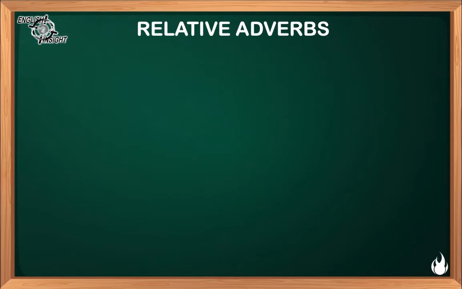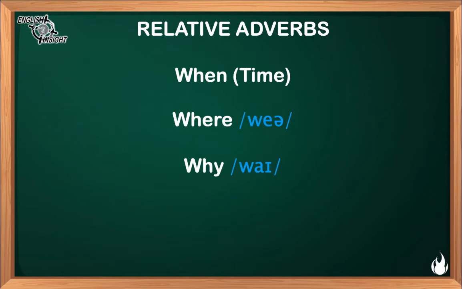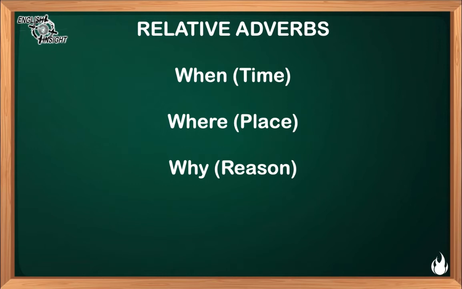There are other words that can help us to establish connections in a more precise way, and they are relative adverbs. When, where, why. The word when helps us to establish connections between time. The word where helps us to establish connections or links between places, and the word why helps us to connect reason.